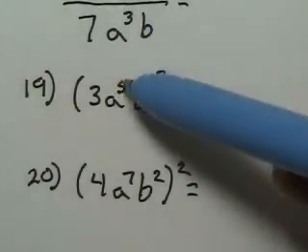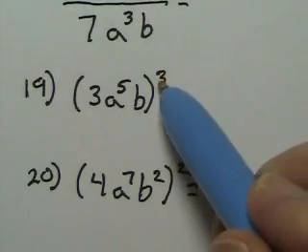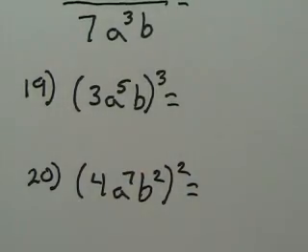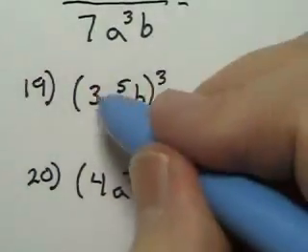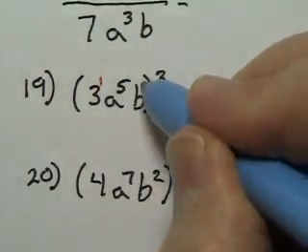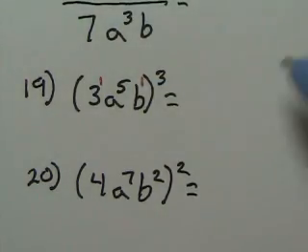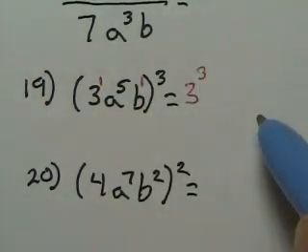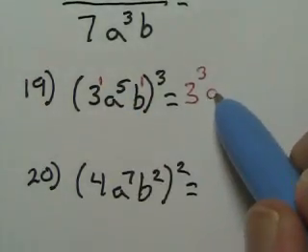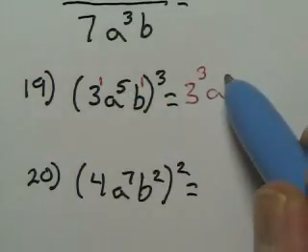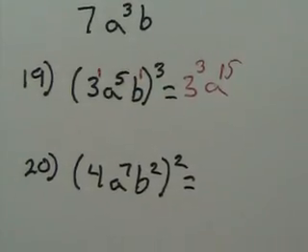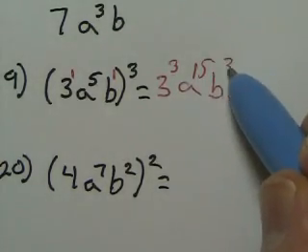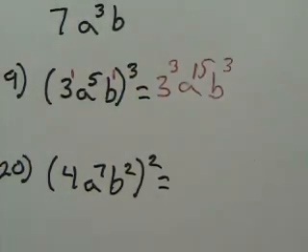Okay, on number 19, all we're doing is we're multiplying exponents here. And if you don't see an exponent, then it must be the invisible 1. So there's a 1 right there, and there's a 1 above the b. So basically this is 3 times 1, which is 3 to the 3rd power. And a to the 3 times 5 is the 15th power. And the b to the 3 times 1, that's 3. We're just multiplying the exponents.